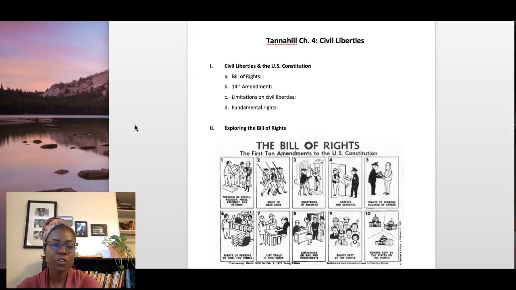The Supreme Court has used the 14th Amendment a lot to apply the Bill of Rights to all of the states, so that it's not just the federal government that has to respect our civil liberties, but the states have to respect them as well.